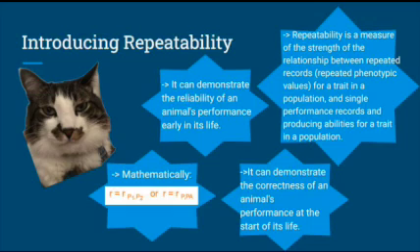Hey, Bucky here. I'm going to be introducing repeatability. Repeatability is a measure of the strength of the relationship between repeated records, so repeated phenotype values, for a trait in a population, and single performance records and producing abilities for a trait in a population. It can demonstrate the reliability of an animal's performance early in its life, and the correctness of an animal's performance at the start of its life. Mathematically, it's R equals r_P1P2, or R equals r_PPA.